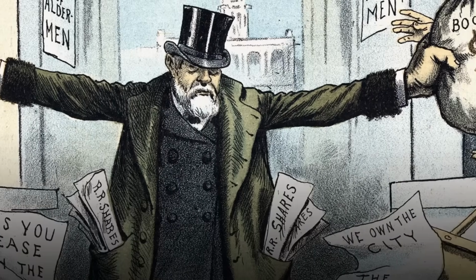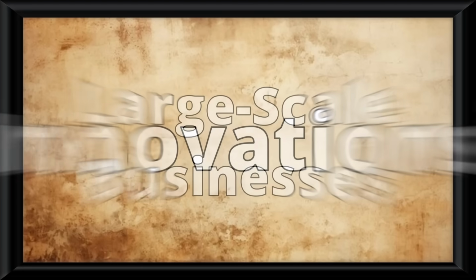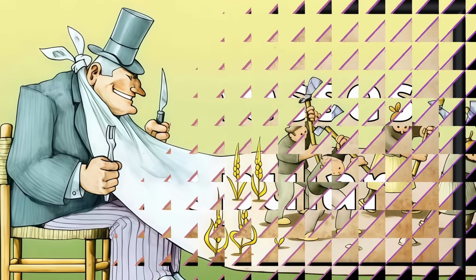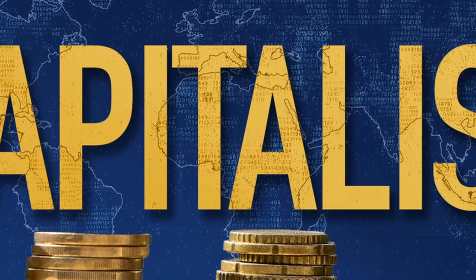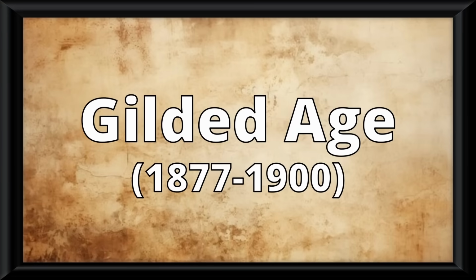But anyway, you see what's happening here. We have so many resources and a lot of new innovations. This will make large-scale businesses. These businesses will become extremely popular. The people owning these businesses will get really rich. The US will stand down and adopt a laissez-faire capitalist economic policy. And there you go. That's the Gilded Age coming to life.